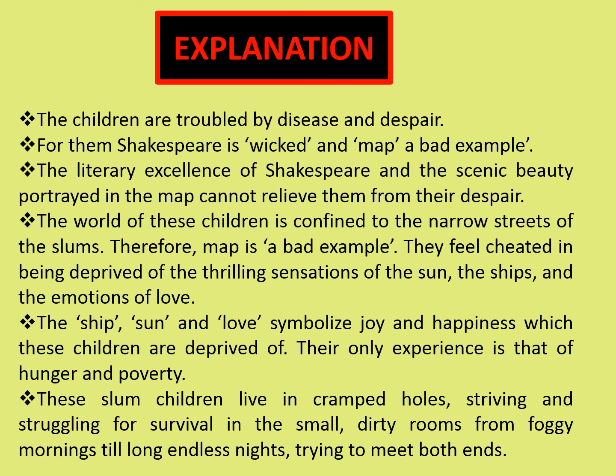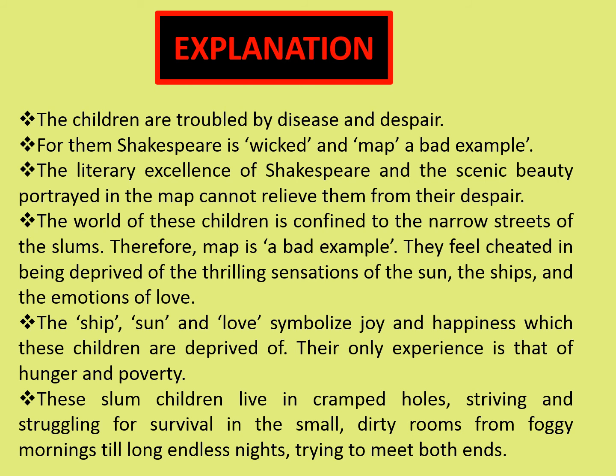Now, the explanation part is here. So let's see the explanation for this. These slum children are troubled by disease and disappointments. For them, Shakespeare is wicked and mad, a bad example. Even the literary excellence of Shakespeare, that scenic beauty, cannot relieve them from their disappointments. The world of these children is totally confined to the narrow streets. Therefore, the map is a bad example. They can't even think to come out.